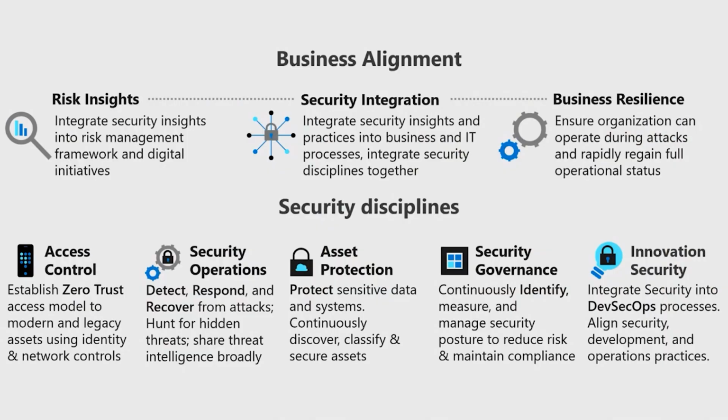So number one, access control, which means embracing a zero trust approach and creating access boundaries and segmentation to reduce the impact of security breaches. Attackers are constantly looking to get into your environment. The security operations discipline focuses on reducing the time attackers have access to resources by detecting, responding to, and helping recover from attacks.